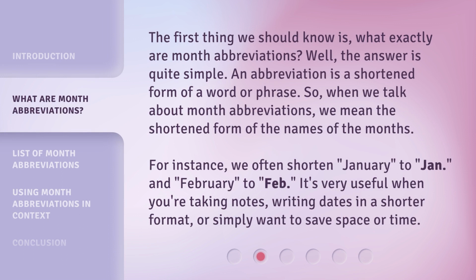The first thing we should know is, what exactly are month abbreviations? Well, the answer is quite simple. An abbreviation is a shortened form of a word or phrase. So, when we talk about month abbreviations, we mean the shortened form of the names of the months. For instance, we often shorten January to Jan and February to Feb. It's very useful when you're taking notes, writing dates in a shorter format, or simply want to save space or time.